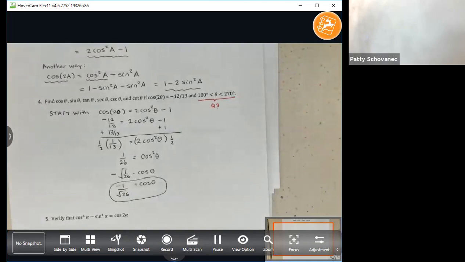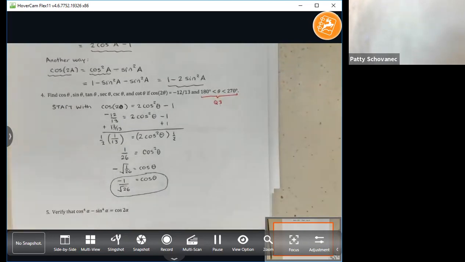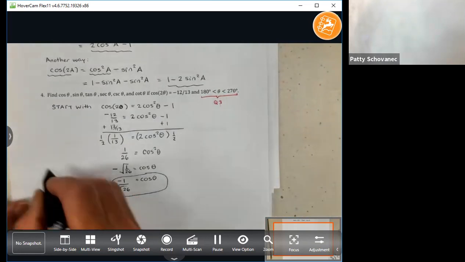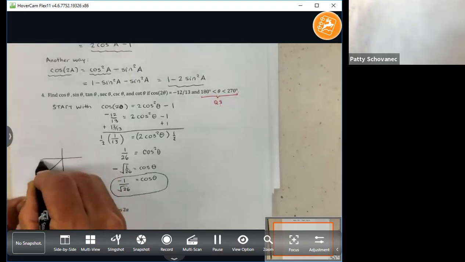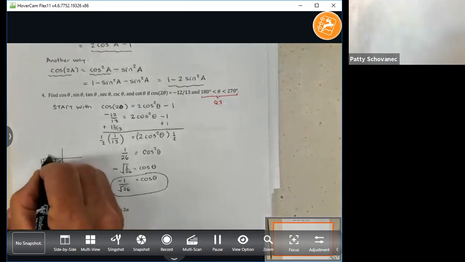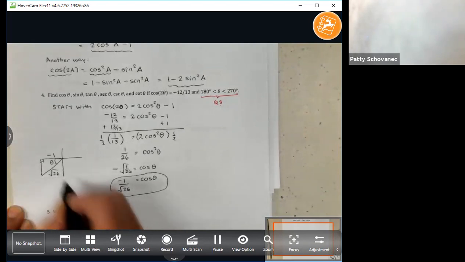Let's get them all by drawing a quick right triangle. I'll draw the triangle over here and I'll put the other trig functions over there. Draw this triangle in quadrant 3. Angle theta is in quadrant 3. Cosine describes adjacent over the hypotenuse. The adjacent in quadrant 3 is going to be the negative 1. The hypotenuse is the square root of 26.